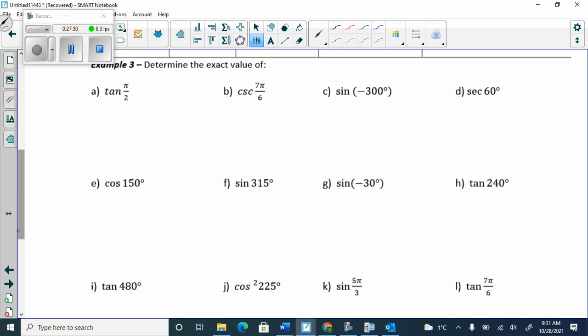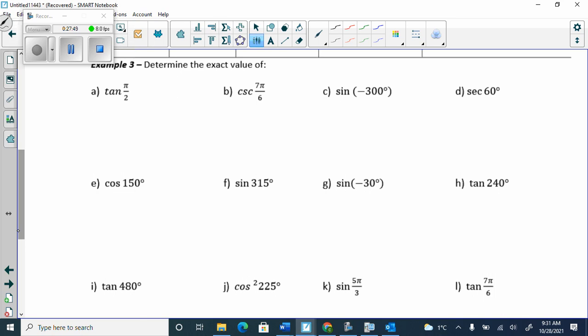So what we're going to look at here is we've done sine, cos, and tan already, correct? We're going to now add secant, cosecant, and cotan. Actually, we've just done sine and cos, but that's okay. So we're going to go tan pi over 2. What the heck is tan pi over 2?